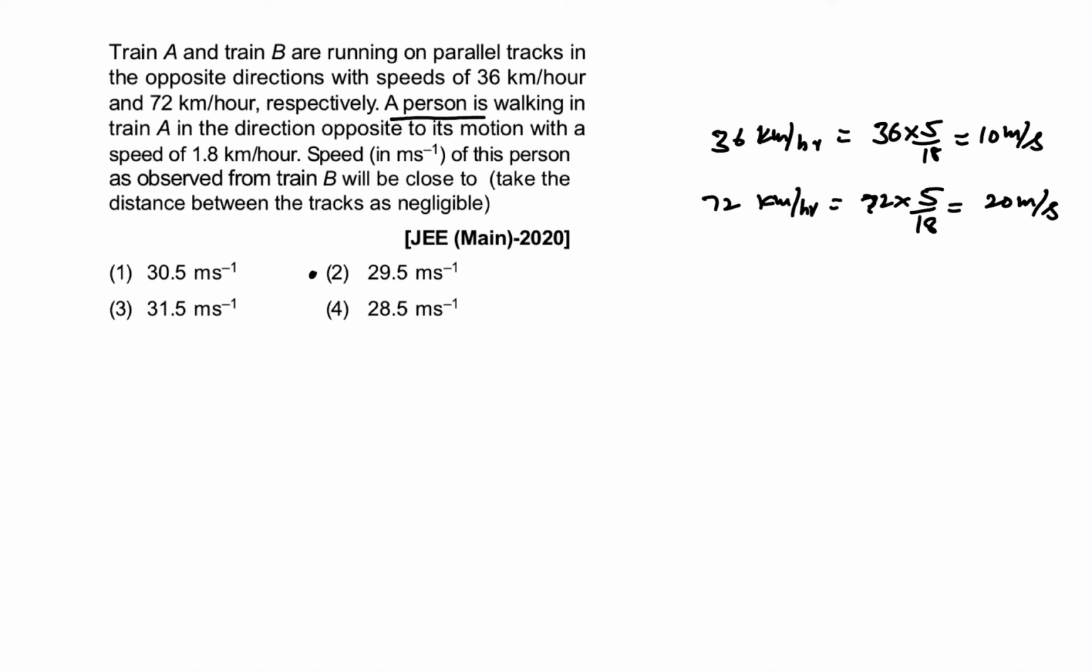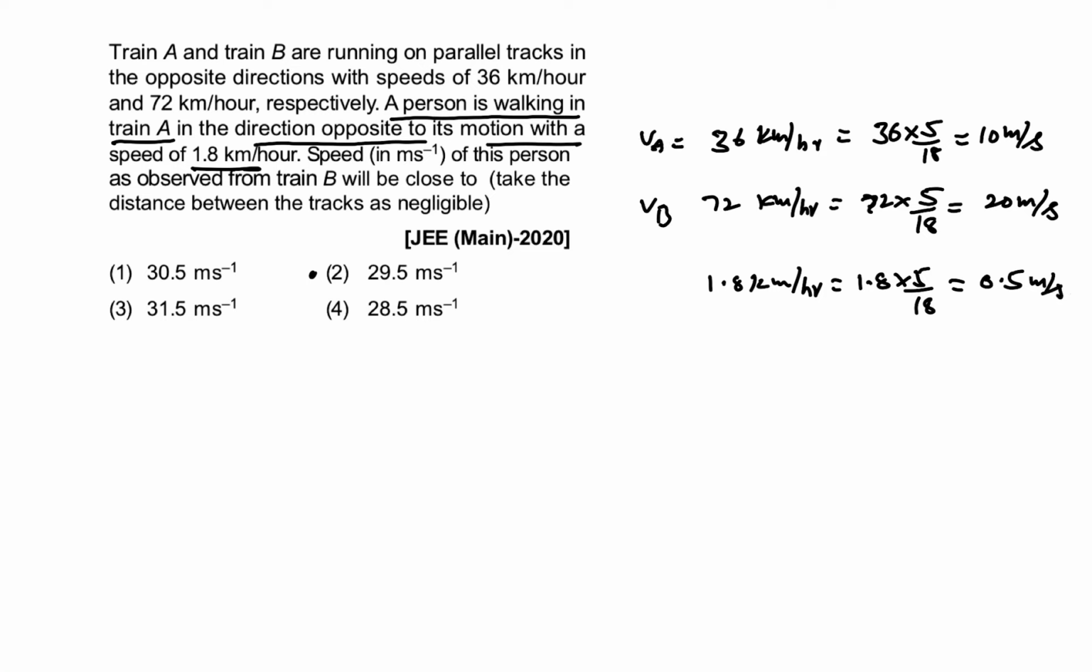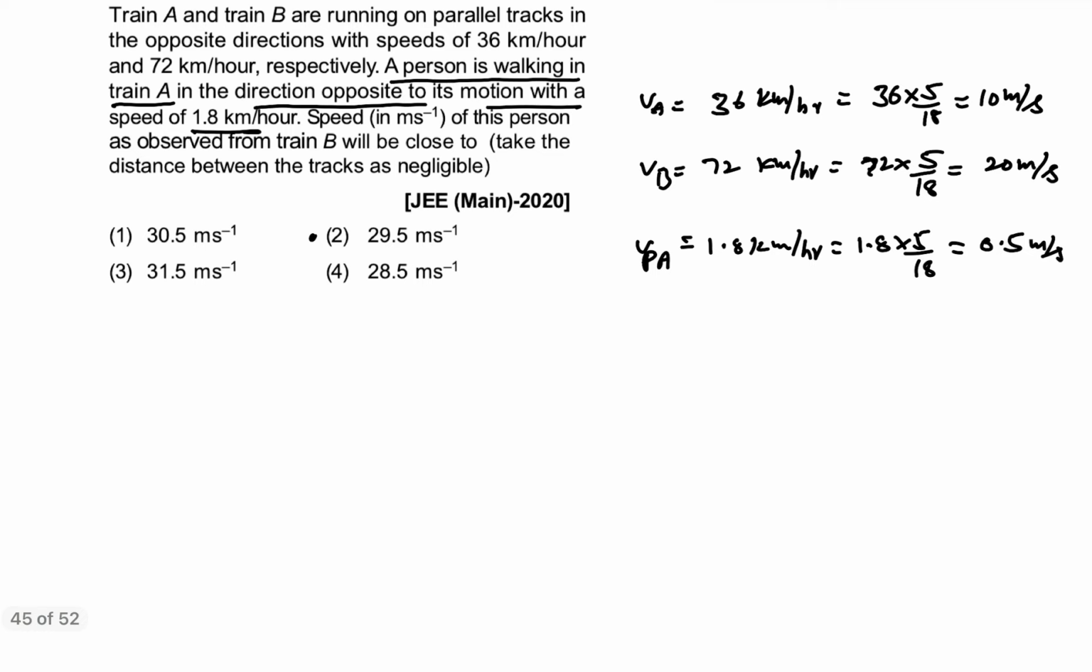We can see a person is walking in train A in the direction opposite to its motion with a speed of 1.8 km per hour. 1.8 km per hour can be written as 1.8 into 5 by 18, and we get 0.5 meters per second. This is the velocity of A, this is the velocity of B, and this is the velocity of the person with respect to A. These are the given values.